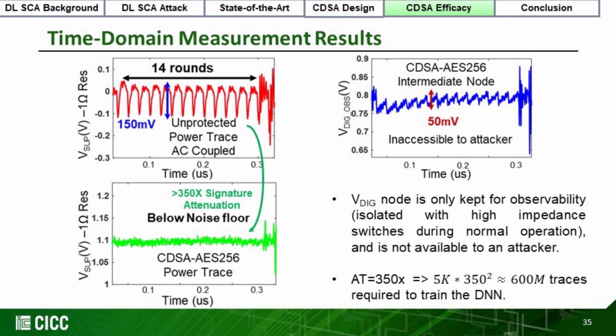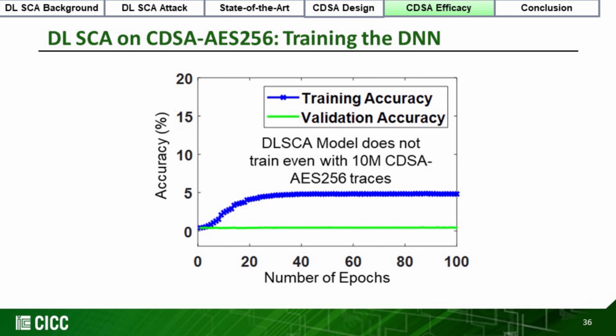Note that, as mentioned previously, the high output impedance of the current source on the top ensures that the correlated signature is significantly suppressed at the supply pin. Here we observe the effect of the current domain signature attenuation on the deep learning side channel attack training phase.